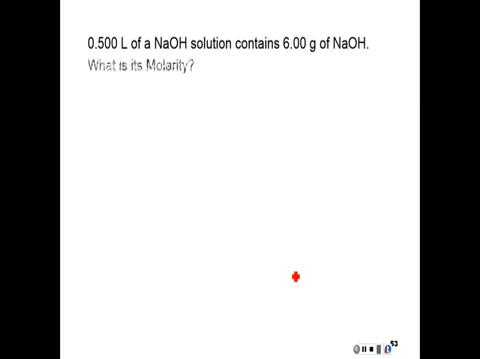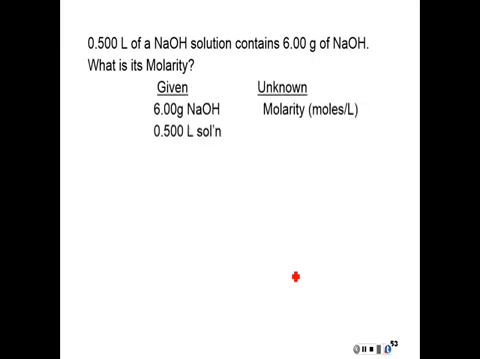So let's say we have a problem based on that. Let's say we have a half a liter of a sodium hydroxide solution, and we know that it contains 6 grams of sodium hydroxide, and we want to know what the molarity is. So copy out our given information. We have grams of sodium hydroxide, and we have 0.5 liters of solution. This is what we want: moles per liter. So we need moles, which we don't have yet. We're going to get that. And we need liters, and we have that.